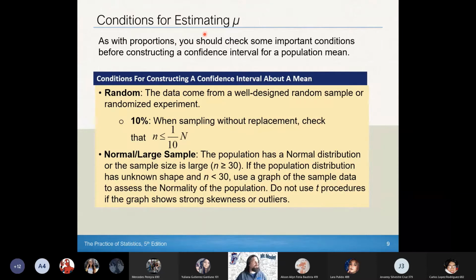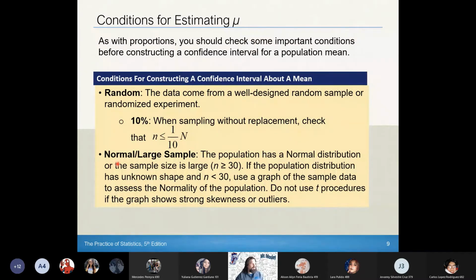Conditions for estimating mu. As with proportions, you should check some important conditions before constructing a confidence interval for a population mean. Right? So we have conditions for constructing a confidence interval about a mean. You do want to write these down. Similar to proportions, we have to check 3 things in order to be able to make an inference. Okay, so we must have a random sample. The data came from a well-designed random sample or randomized experiment. The 10% condition must be met. So when sampling without replacement, check that n is less than or equal to 1 over 10 times N. Right? Sample size is less than or equal to 10% of the population.